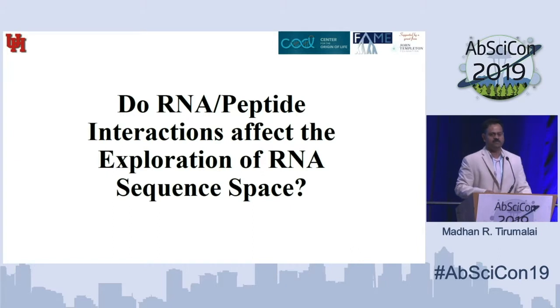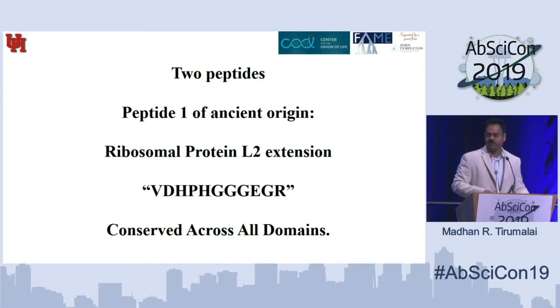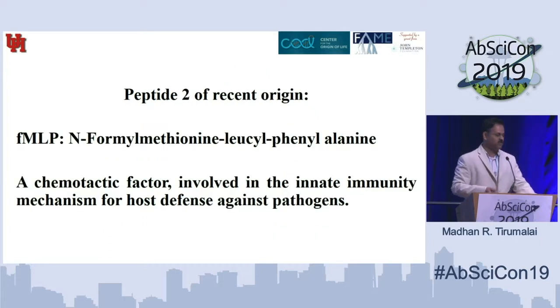Okay. Now, it is also a reasonably fair assumption, based on all the talks we have listened to, that the RNA world was not just an RNA world. It must have had inputs of peptides or amino acids. So how could the presence of peptides or amino acids have impacted this sequence-based exploration? To do that, we chose 2 peptides. One, a peptide of ancient origin, which is a highly conserved extension of the ribosomal protein L2. And as a control, we chose a second peptide, which is of much more recent origin, which is FMLP, which plays an important role in the human immune system.